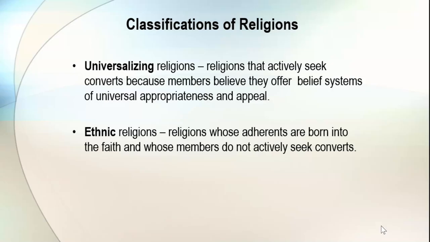All right, and then we can divide in another way, right, religions in terms of how they deal with members of the religion. They're universalizing religions. They seek converts. They will go out and convert people to their religion. And then we have ethnic religions. These are the ones that you are born into. They are not seeking converts. They are not out proselytizing, things like that. They sometimes don't even accept converts, actually, right?